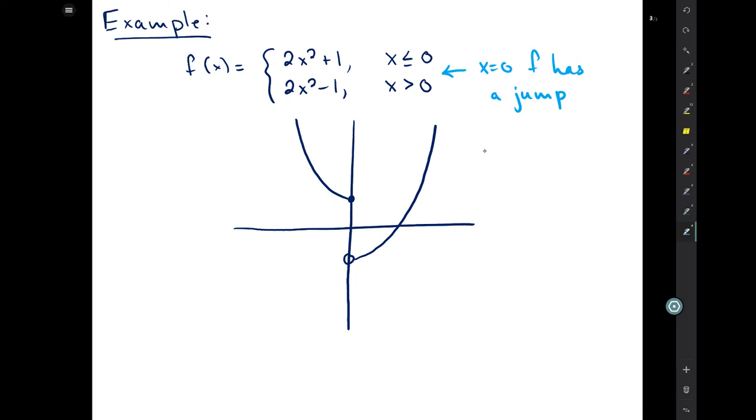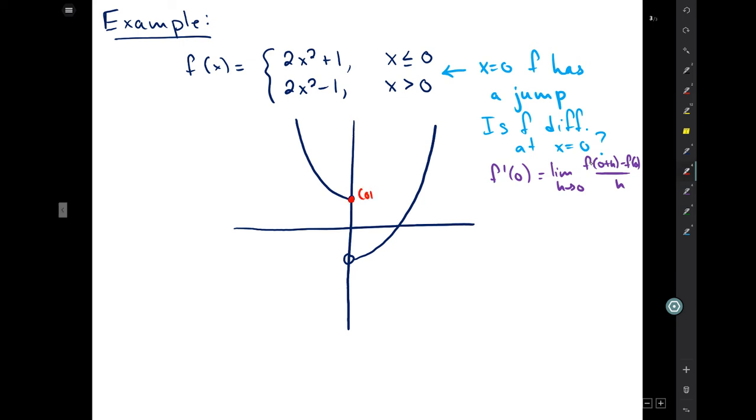We can ask ourselves, is f differentiable at x equals 0? We are looking at f prime of 0, which is this limit as h goes to 0 of f of 0 plus h minus f of 0 divided by h. That's what we're looking at. So we know that f of 0 is this point right here. So this is the point 0, f of 0.